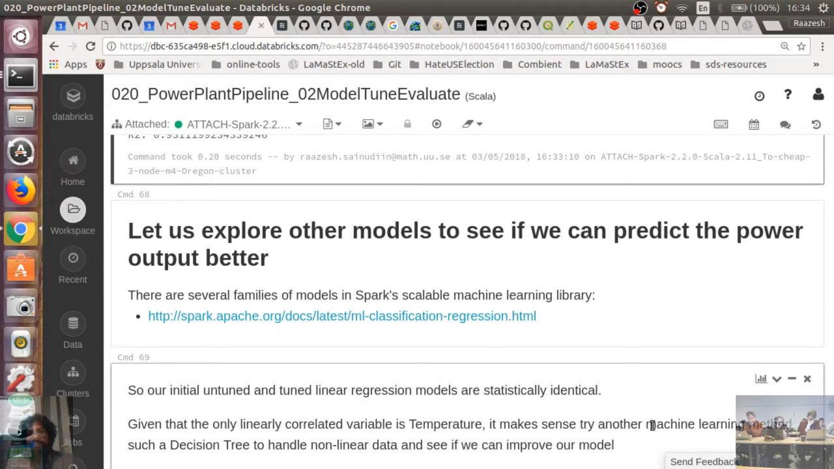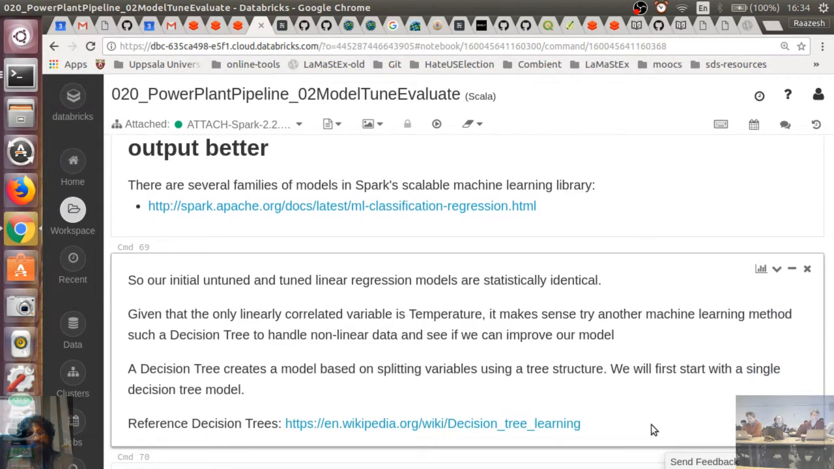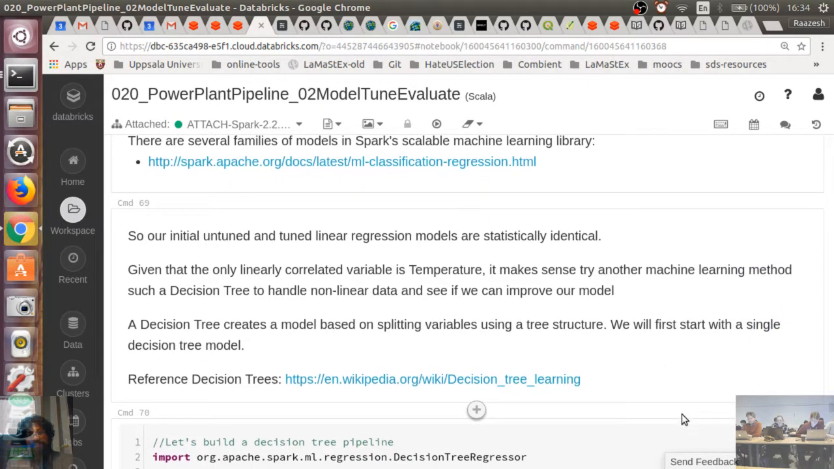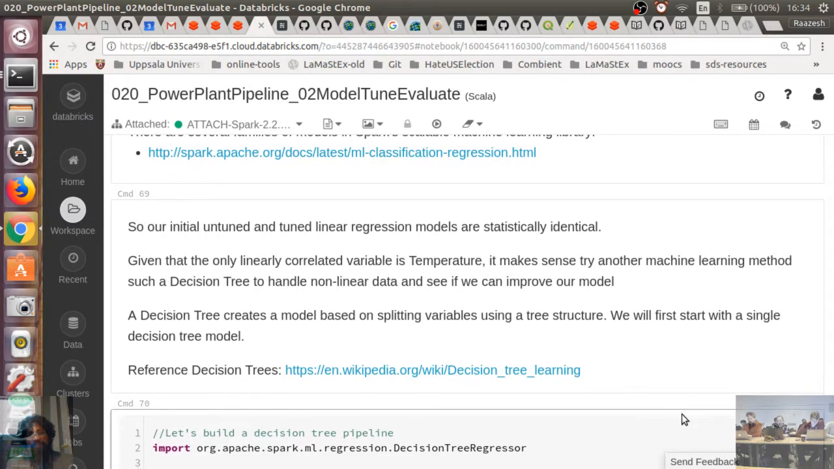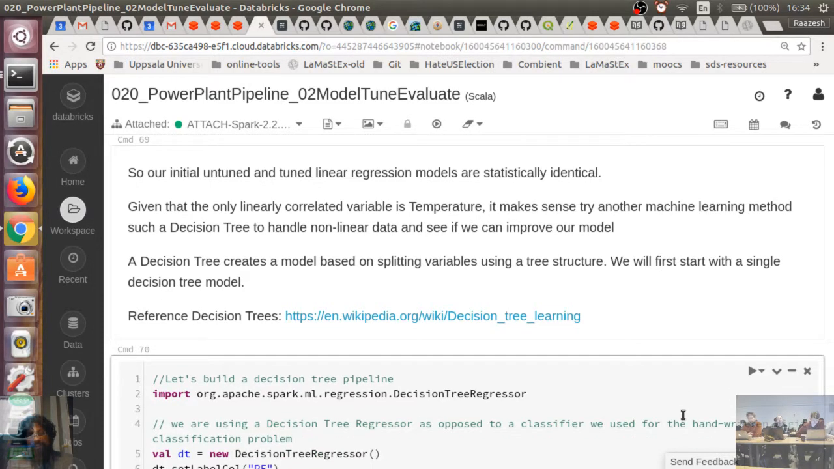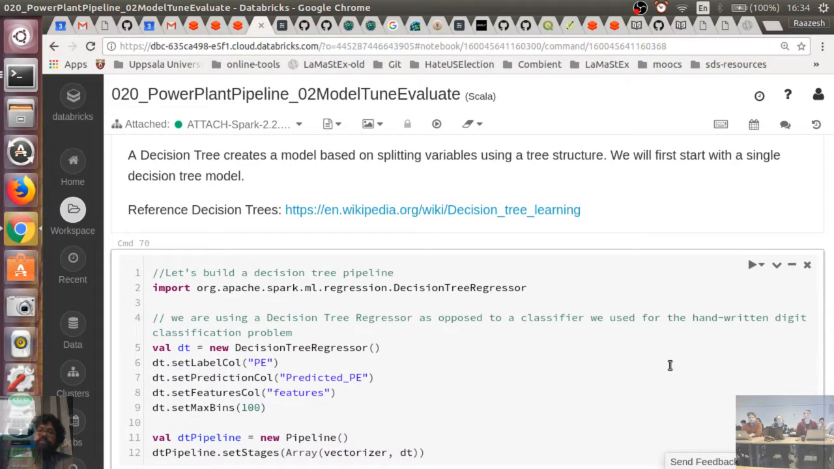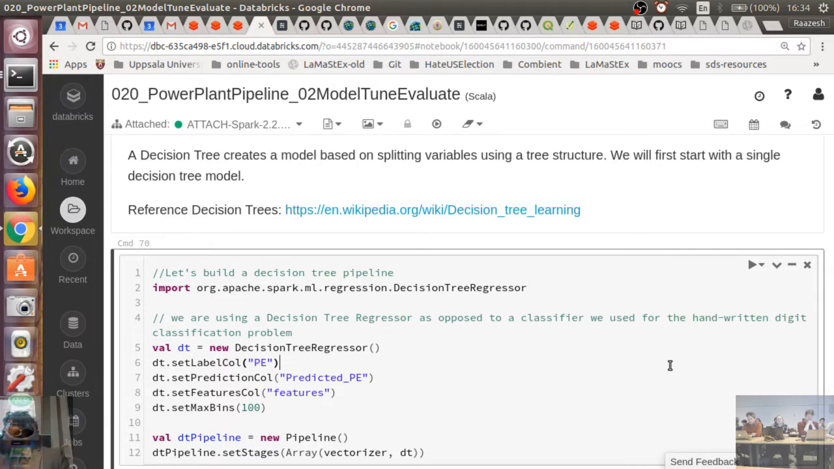So here let's explore other models to see if we can predict the power output better. So now I kind of want to explore this world. Linear regressions are great, but the really big rage for the last decade was random forest, actually, since the late 80s, right? So now let's get into decision tree regressors. We only used decision trees for classification last time. We can also use decision trees for regression. So let's do that, see how well this does.